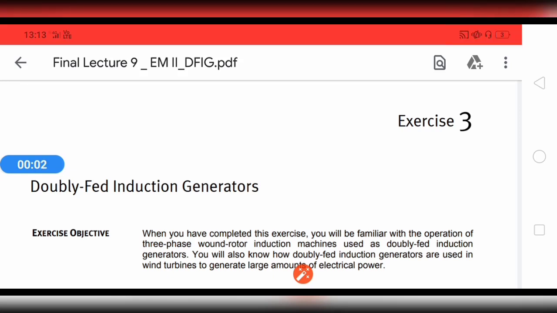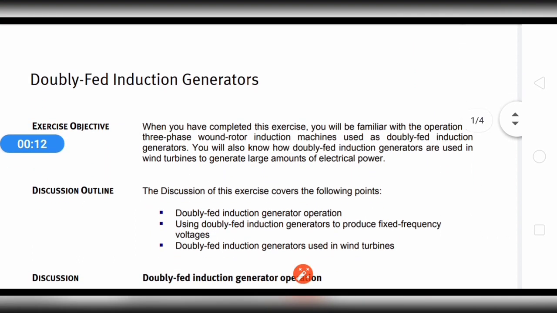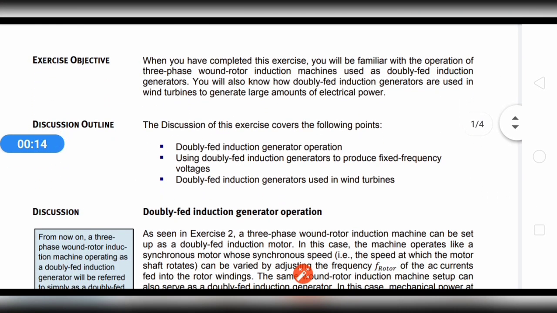Hello everyone. Today we are going to discuss the operation of DFIG, doubly fed induction generator. So doubly fed induction generator, why is it used in this scenario? DFIG is able to produce fixed frequency output voltages, and this output voltage is again fed to the AC network.